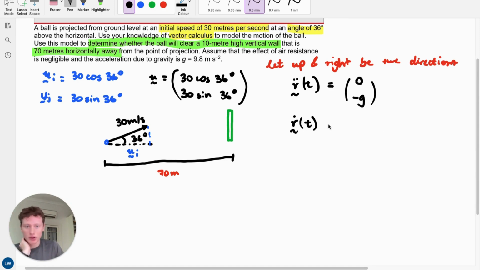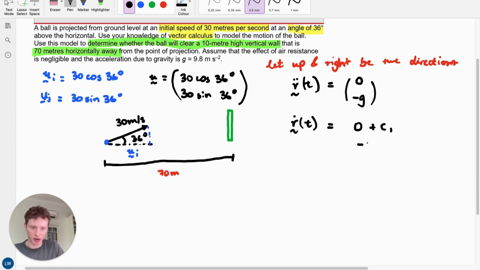Okay, so when we go from acceleration to velocity, we are going to integrate. And what we'll get here is 0 is just going to integrate to 0. But importantly, we've got this plus c here, so I'm going to write that as plus c1.